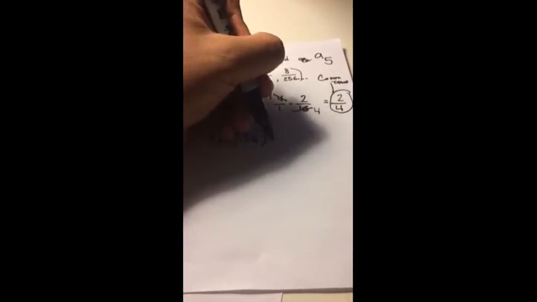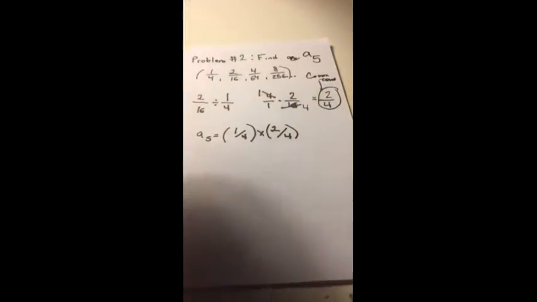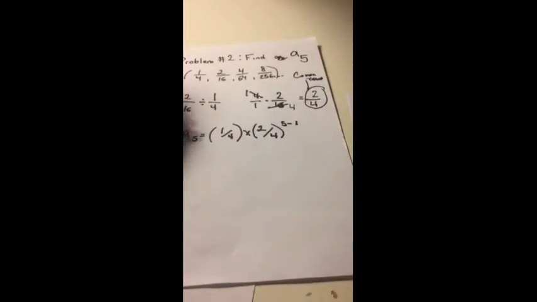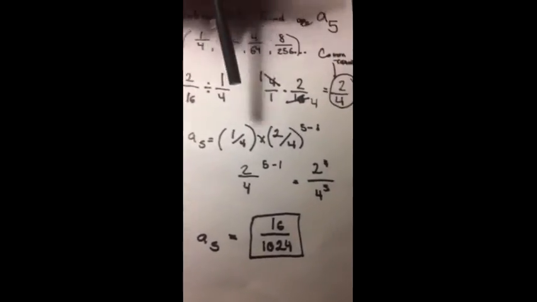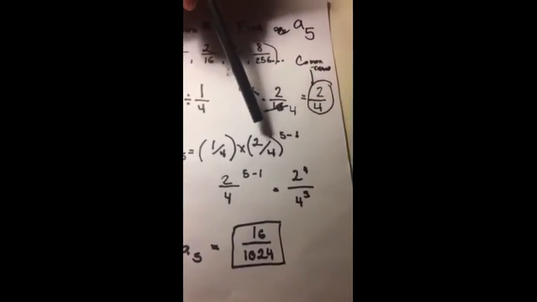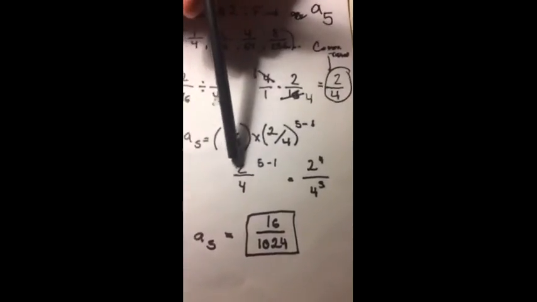So a sub 5 is equal to, parentheses, 1 over 4 times 2 over 4, parentheses, to the 5 minus 1. Once we plug all of our information into the formula, we will have to multiply 1/4 times 2 over 4, which will yet again give us 2 over 4.